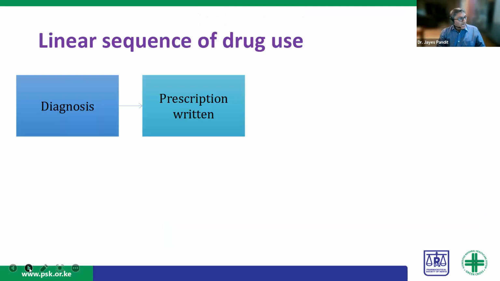Now, where I have been asked to come in is to talk about common medication errors. And when we talk about medication errors, it's important that we first look at where they come from. Why do they happen? So if we look at that procedure, then the linear sequence of drug use is what comes to our mind. So let us all step back.